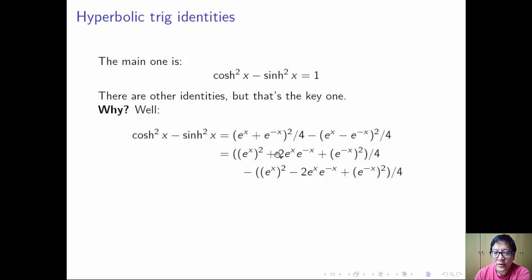Multiplying out each of those squares, we get e to the x quantity squared plus 2 times e to the x times e to the minus x plus e to the minus x squared, all that over 4, minus, well, the same thing except having a minus 2 instead of a plus 2. And the reason I'm writing all this stuff out is that almost all of it cancels. The e to the x quantity squared cancels out the minus e to the x quantity squared, and same for the e to the minus x quantity squared. But this middle term, the cross term, 2 e to the x, e to the minus x, reinforces because it's minus 2 times that stuff. And so you're left with 4 e to the x times e to the minus x over 4. And so all that stuff cancels out, and you get 1. Yep, cosh squared x minus sinh squared x is equal to 1.